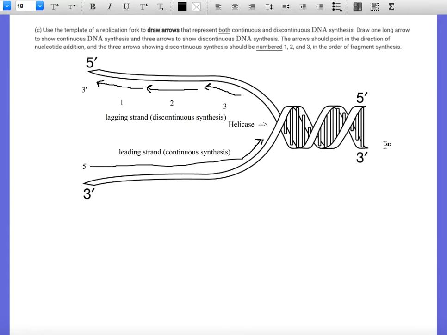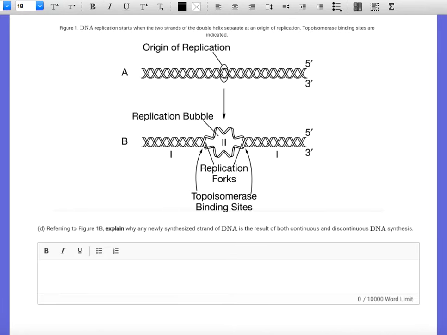Cool. I feel like that's pretty thorough for part C. Let's look at part D, and then we'll be done with this whole thing. Okay, referring to figure 1b, explain why any newly synthesized strand of DNA is the result of both continuous and discontinuous DNA synthesis. Well, it has to do with the relative orientation of the replication fork.